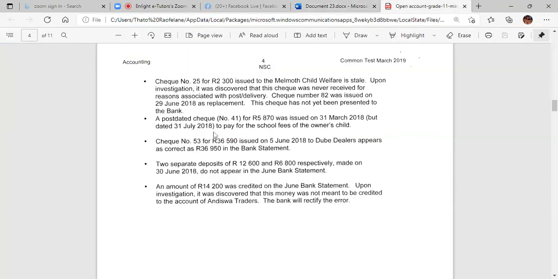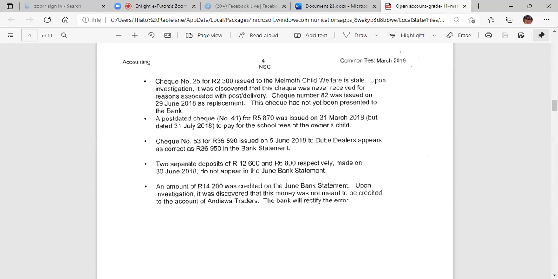Okay, let's move on to the next one. Check number 53 for 36,590 issued on the 5th of June 2018 to dealers appears as 36,950 in the bank statement. So in the bank statement, this amount is 36,950. However, our bookkeeper in the business recorded 36,590. So this is an error, right?